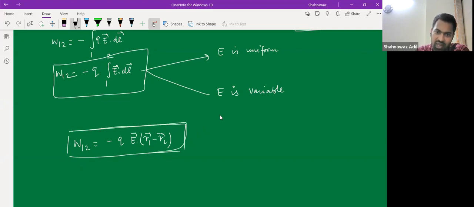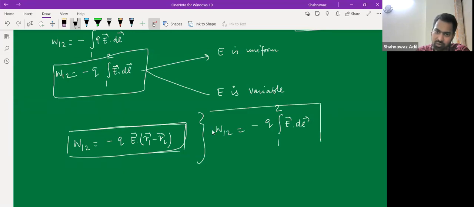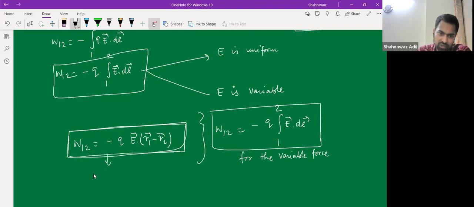And if we have a variable force, this would be in the integral form: minus Q, integral from 1 to 2, E dot dr. This would be in the integral form for the variable electric field, and the other one is for the uniform electric field.